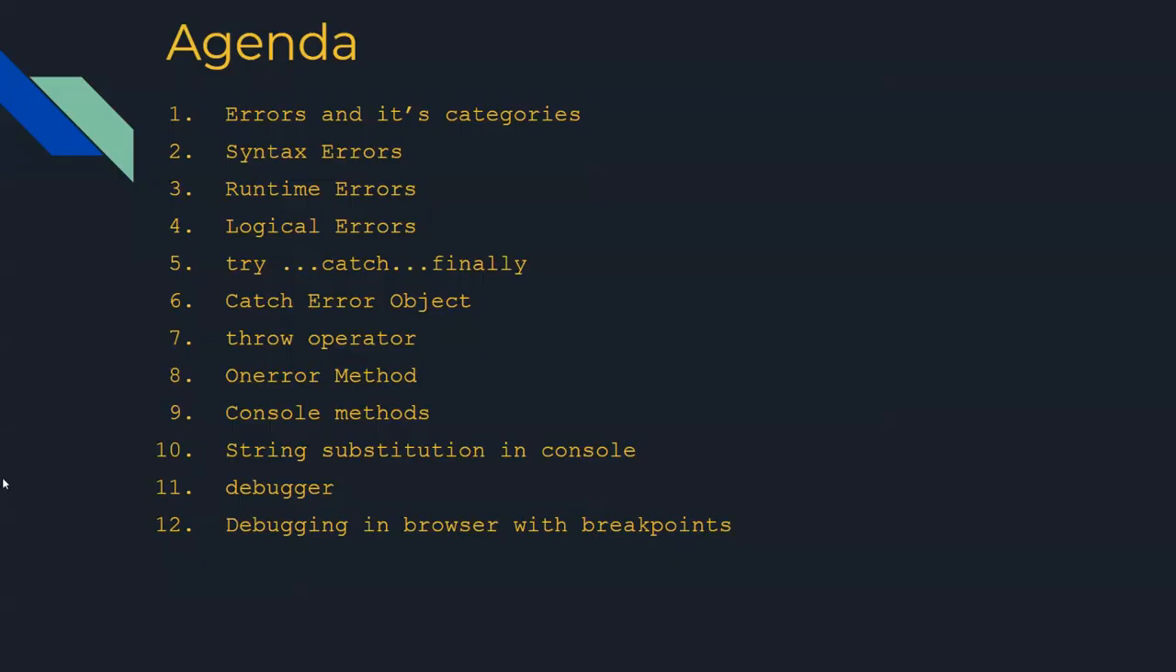So we'll see first errors and its categories. Then we'll move on to syntax error. We'll see runtime error, logical error. Then we'll move on to error handling using try catch finally. Then we'll see what the catch error object is. Then we'll see what the throw operator is. Then we'll see the onerror method.